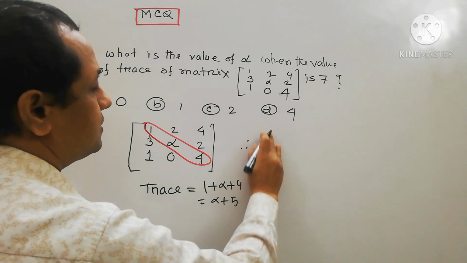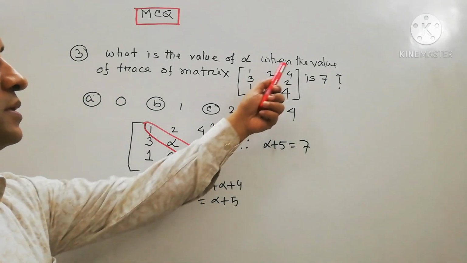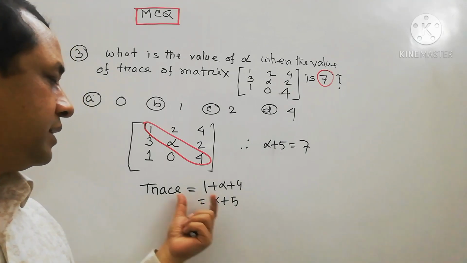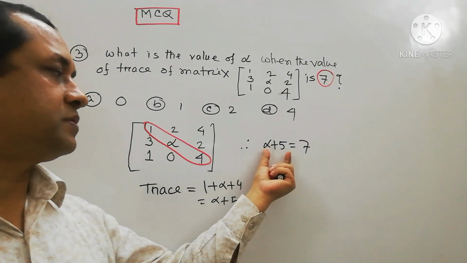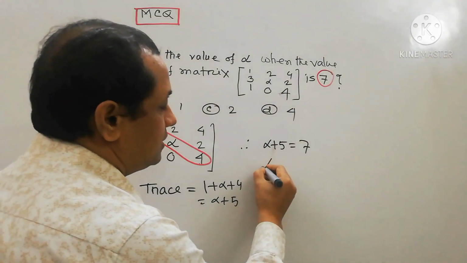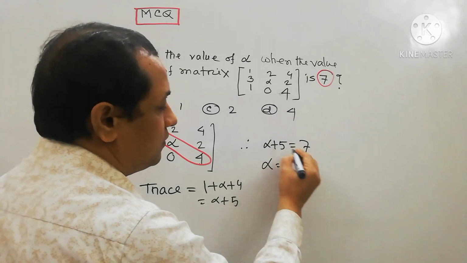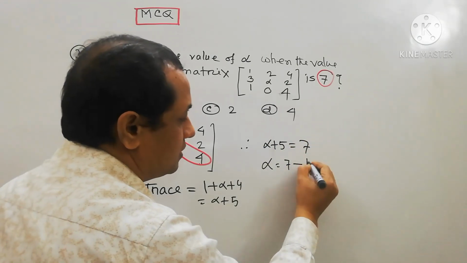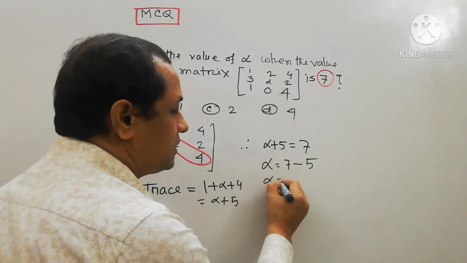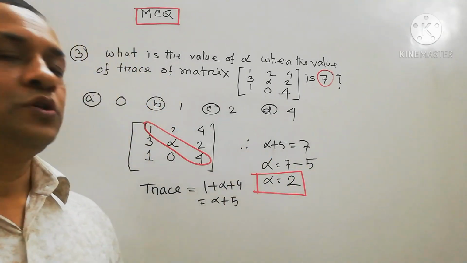So 1 plus alpha plus 4 equals 7, because the trace of the matrix is 7. Then we have the trace as alpha plus 5. So alpha plus 5 equals 7. Then find the value of alpha. So alpha equals 7 minus 5, taking 5 to the right side. So 7 minus 5 equals 2. So, students, the value of alpha equals 2.